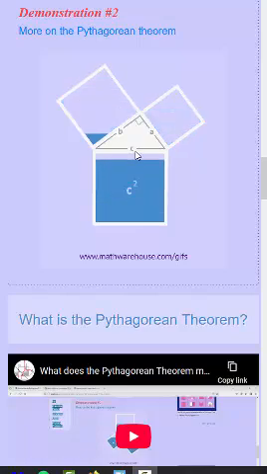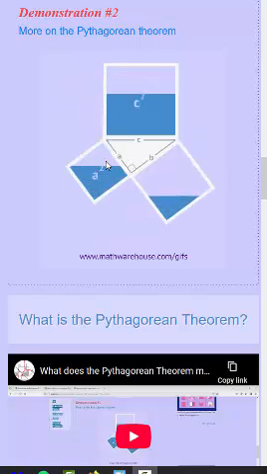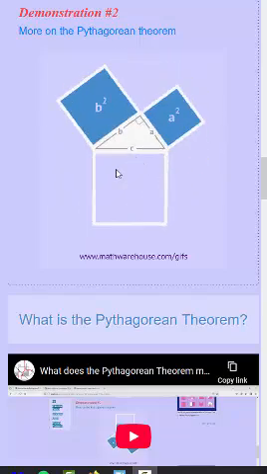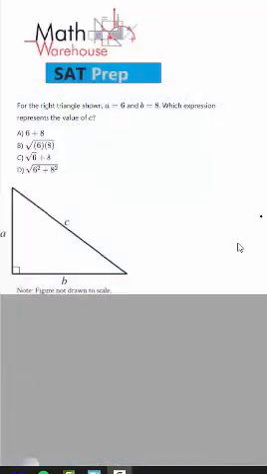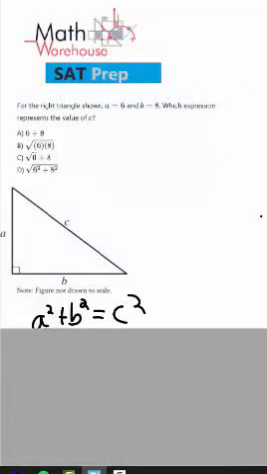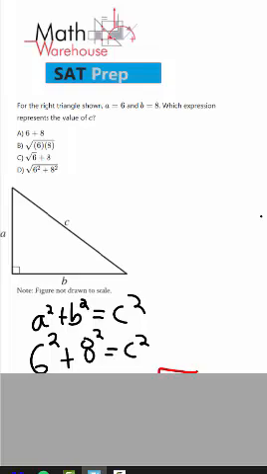I have a video going into depth, but basically it just means that if you put a square onto each side, and you square a squared, square b squared, they are the same area as c squared, right? And that's what this animation attempts to show. For our purposes, though, we just need to use the formula a squared plus b squared is c squared and then substitute in the two legs, 6 and 8, and then solve for c, right?